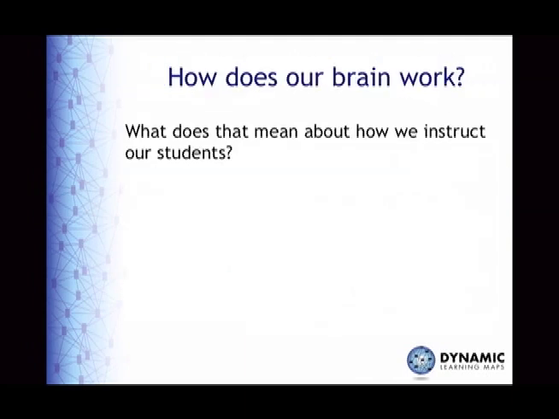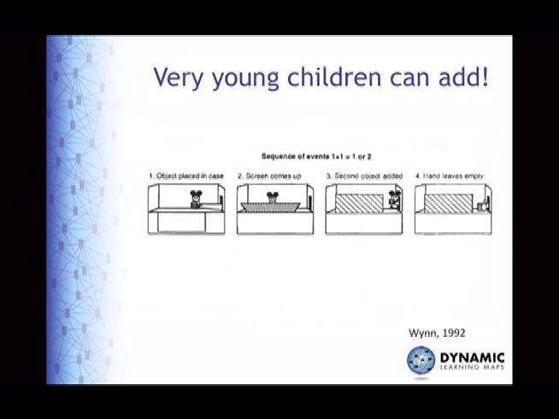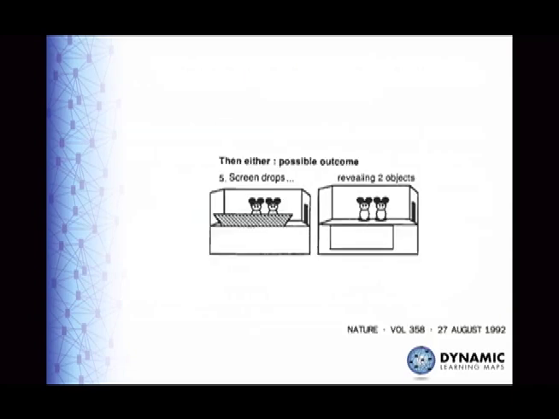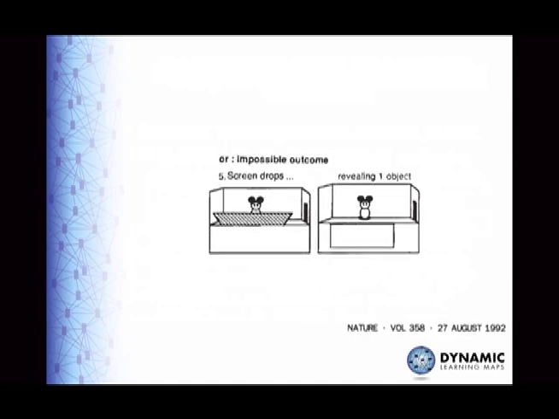Let's examine how our brain works, and later we'll discuss how this knowledge changes our instruction. In 1992, Karen Wynn found that very young children could add. She performed an experiment where an object was placed in a case, a screen was raised, and a second object was added. When the screen dropped, if the possible outcome revealed two objects in the case, the children did not seem surprised. However, if the screen dropped revealing only one object, an impossible outcome, these young children seemed surprised and stared at the objects.